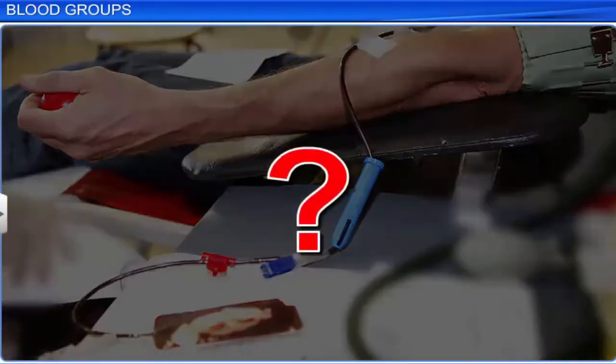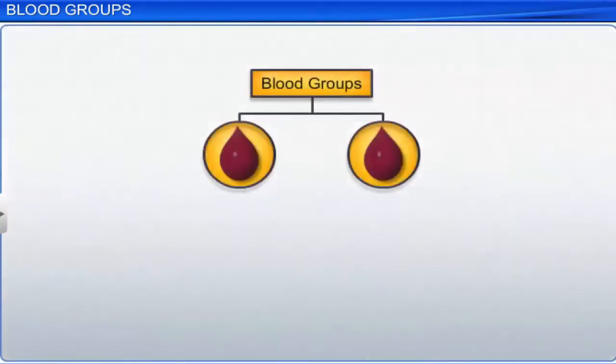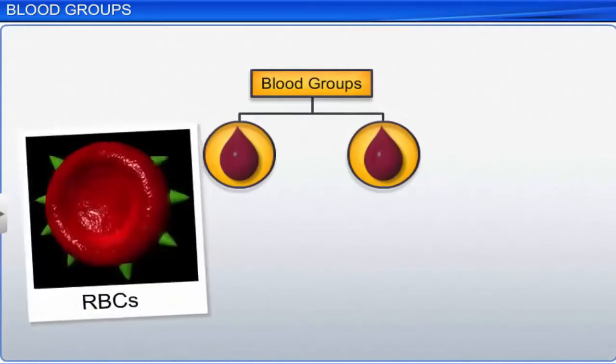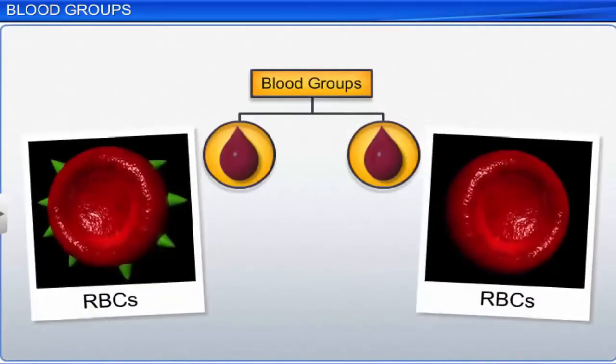Do you know what your blood group is? Blood in humans can be grouped based on the presence or absence of special proteins called antigens on the surface of the red blood cells or RBCs.